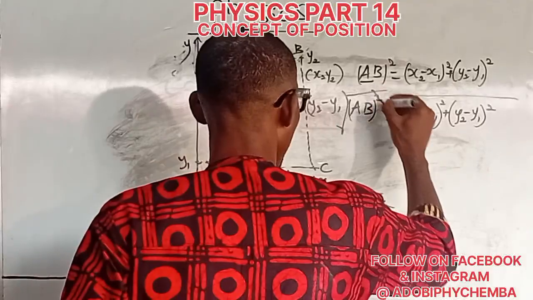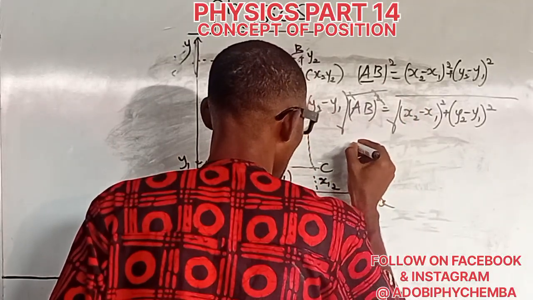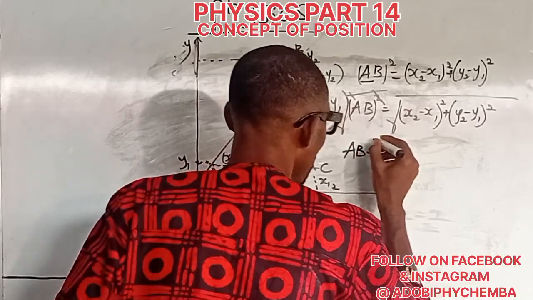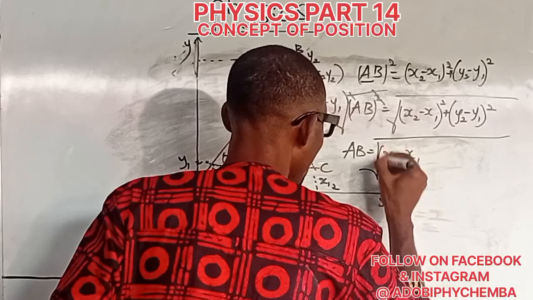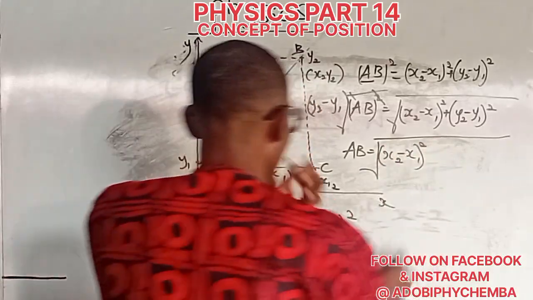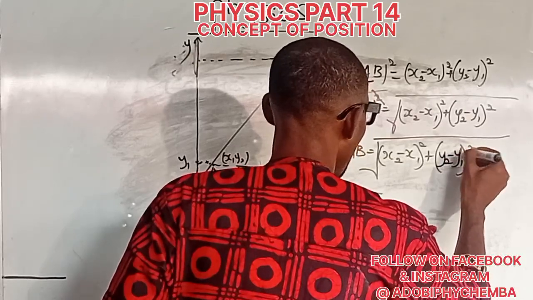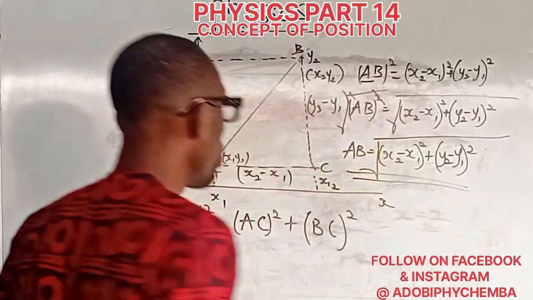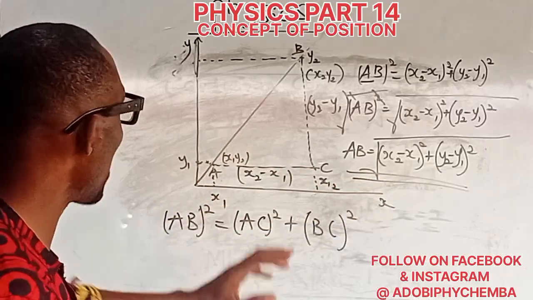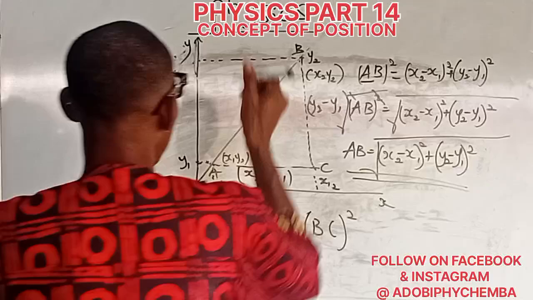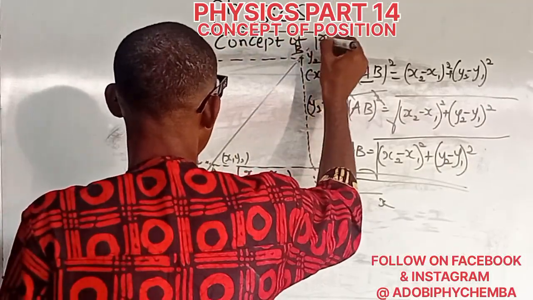So the square and the square root will cancel. Therefore, to get the distance, from Pythagoras, AB will be equal to the square root of x2 minus x1 raised to power 2, plus bracket y2 minus y1 raised to the power of 2. With this formula, you can determine the position of an object. Now this leads us to what we call the concept of position.